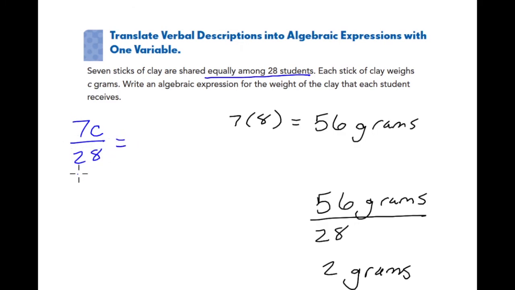7 over 28 could reduce. That could reduce to 1/4. And we had a C there, so I'm going to put that C on the side. And I could say that each student will receive 1/4 C grams of clay.